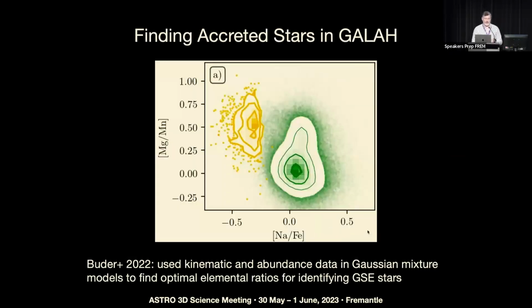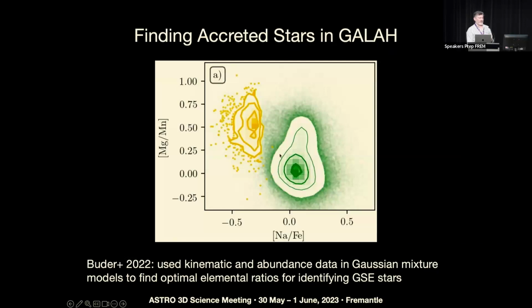Sven Buder, I mentioned earlier, did a study combining both kinematic and abundance data, both from Galah and also from Gaia, using Gaussian mixture models to try to find what combination of different elements is most likely to indicate that something formed out there as opposed to formed in the Milky Way. And what he actually found was that, at least with Galah data, a good combination was comparing the ratio of magnesium to manganese to that for sodium to iron.